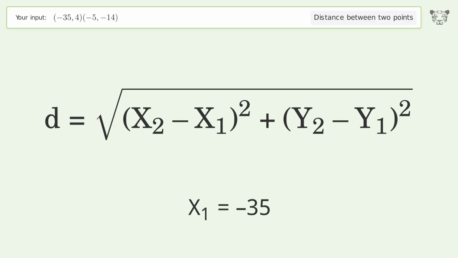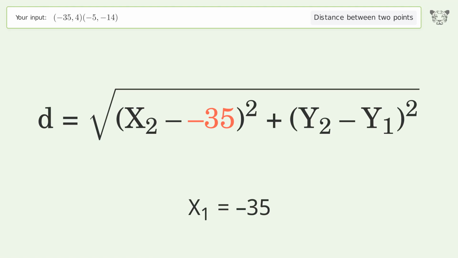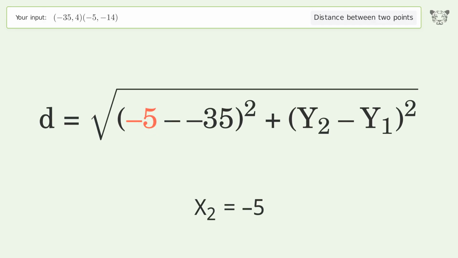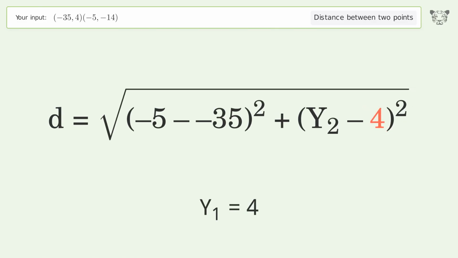x1 equals -35. x2 equals -5. y1 equals 4. y2 equals -14.